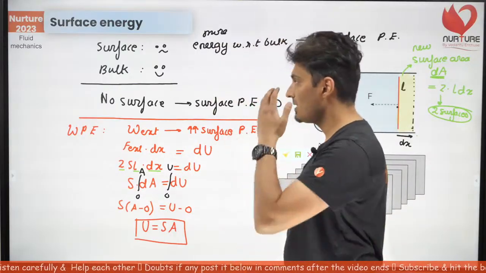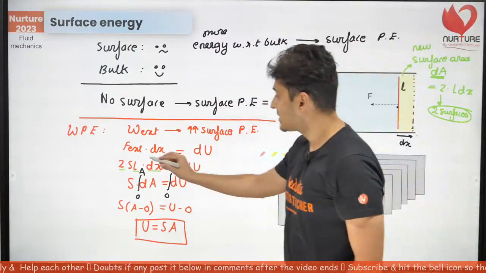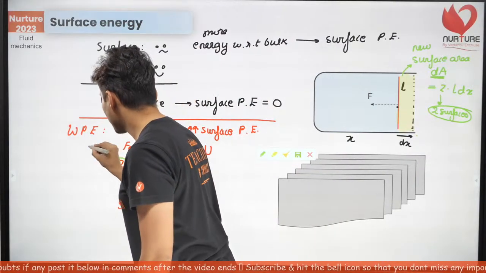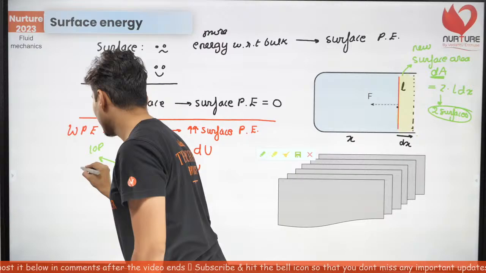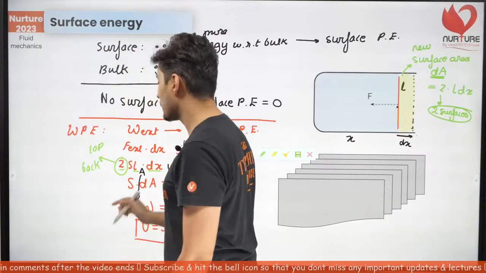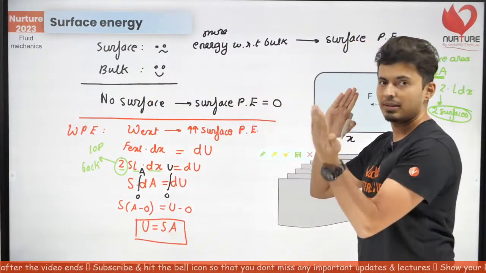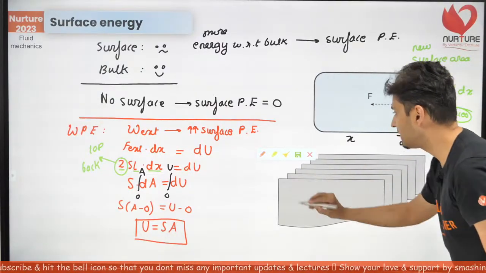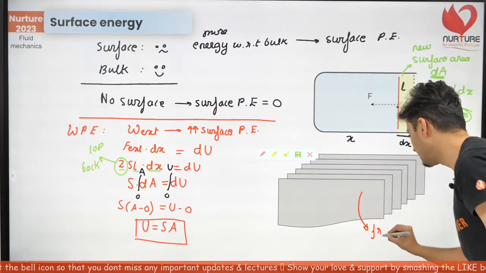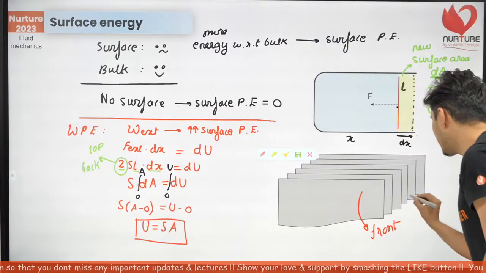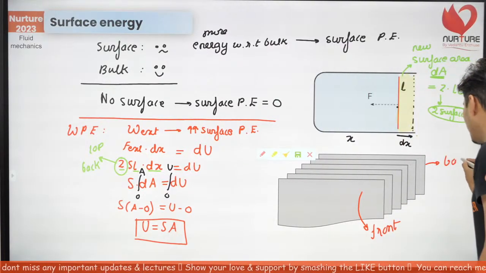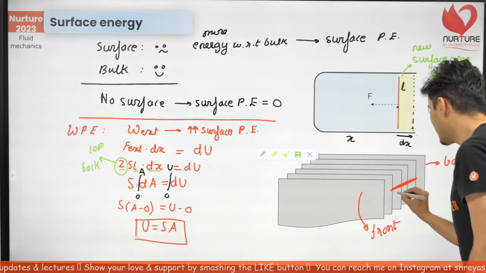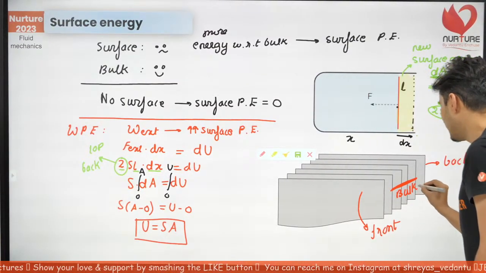Why 2SL, Varun? I just mentioned because there are two surfaces, right? So again, the same concept right over here. There are two surfaces, one on the top, one at the back. So one this side, one this side. See this. This is the surface at the front. These are all bulk. This is the surface at the back. So many layers are there. All these things are basically the bulk molecules, bulk layers.